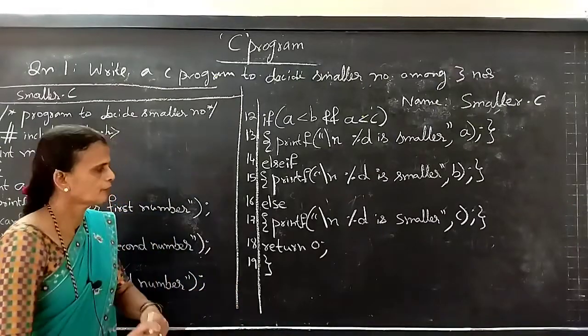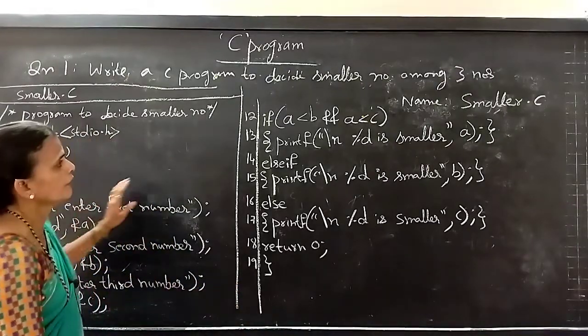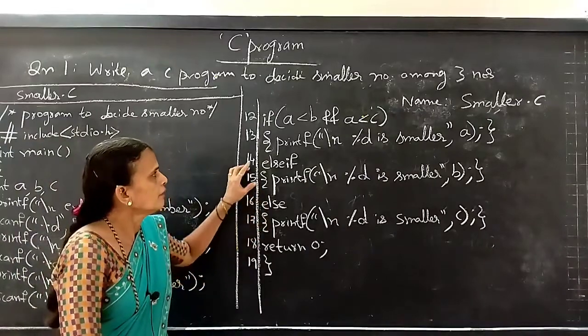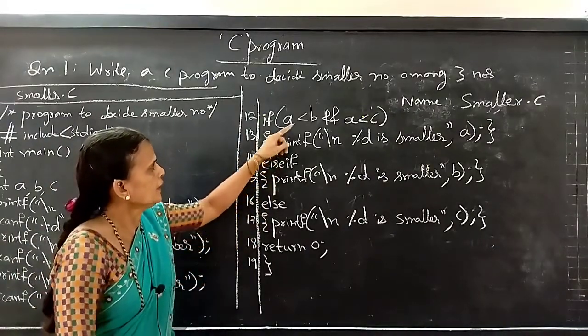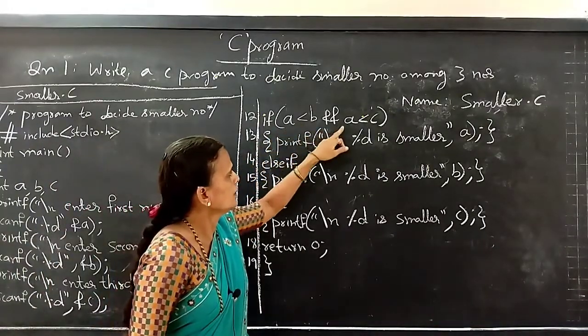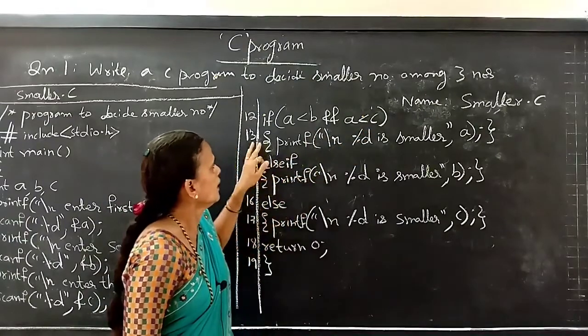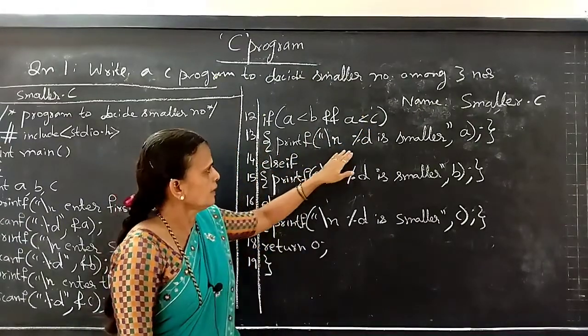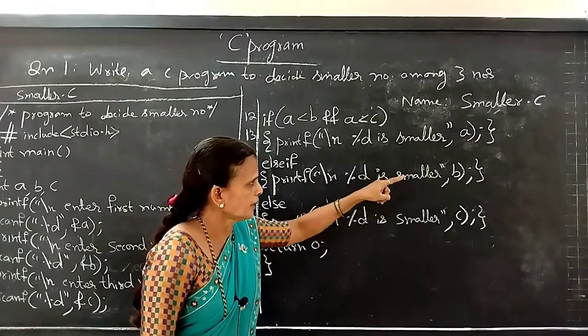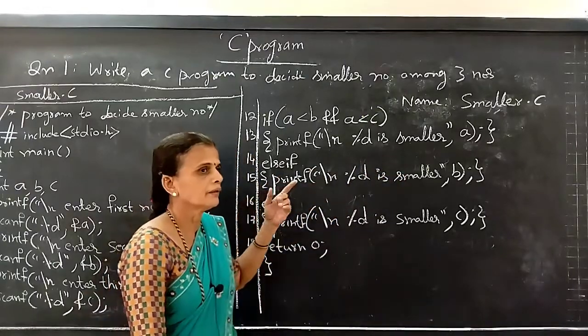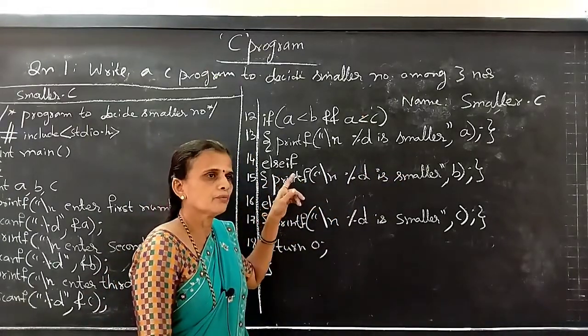Say we have three numbers; we are checking A with B and A with C, and if A is smaller you have to print A. And again one more condition is there, one more checking is there.